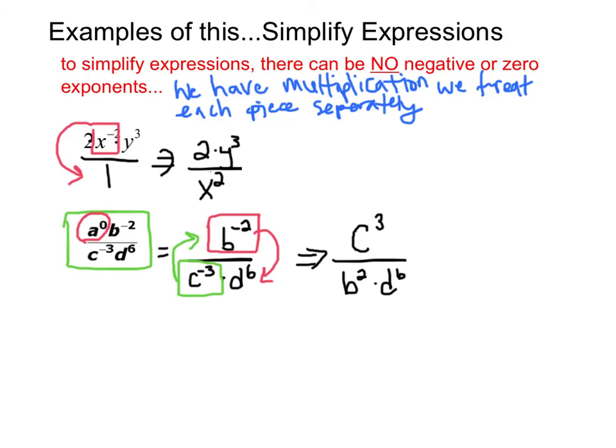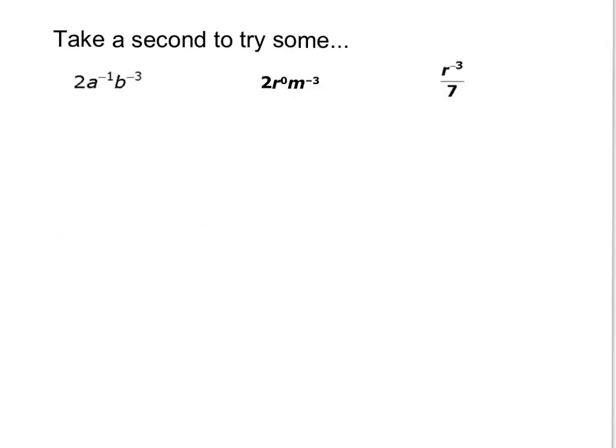So when we look at these things, we need to ask ourselves, is there any negative exponent? If there's a negative exponent, I just move it to the other spot. If it's in the numerator, it goes down to the denominator. If it's in the denominator, it goes up to the numerator. Finally, I want you to take a second, pause the video, and try some of these on your own. If we don't have a fraction and we need to move something, make a fraction. And how do I make a fraction? Just put it over 1.